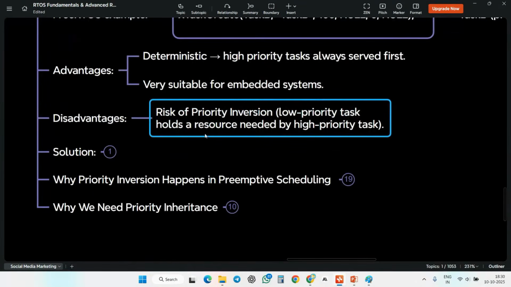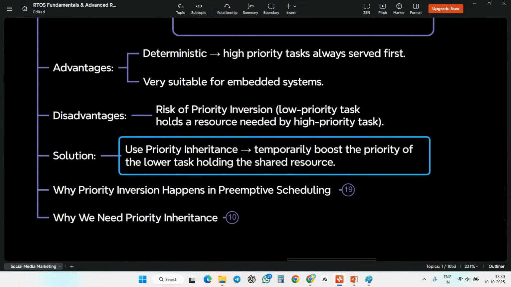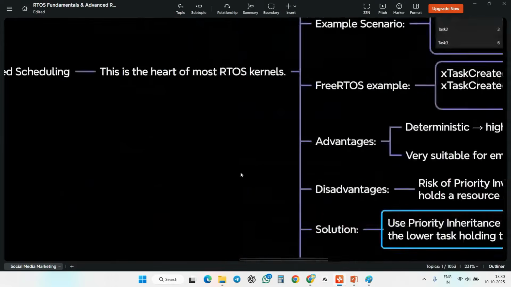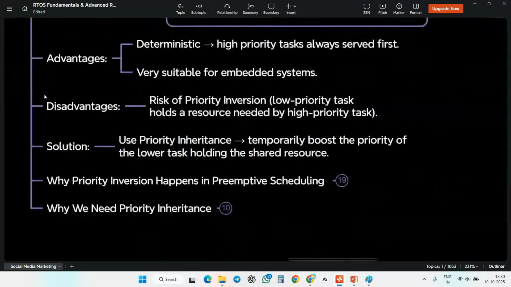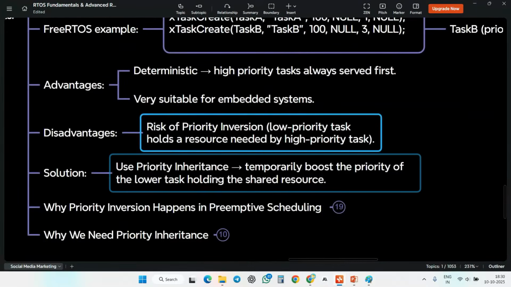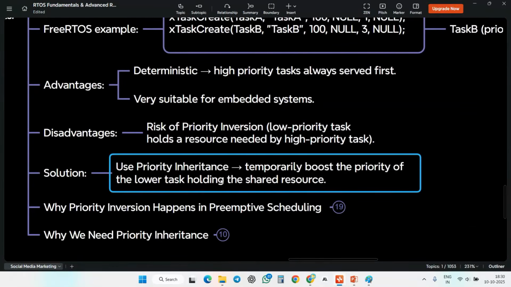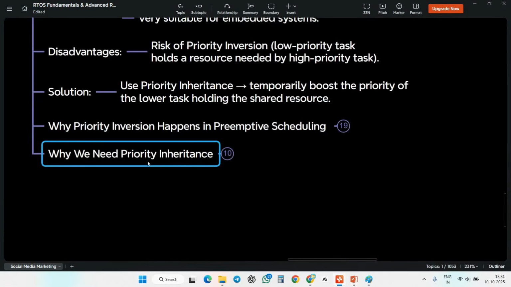So what does priority inversion mean? We are going to discuss this and its solution. Many people are not aware of priority inversion, so I will tell you the solution. With priority based scheduling, in some cases priority inversion can happen. To avoid it, we can use priority inheritance or priority ceiling, which temporarily boosts the lower priority task to the higher priority. Now I will explain what priority inversion is, why it happens, and what priority inheritance is.